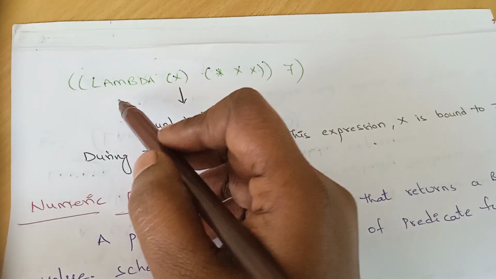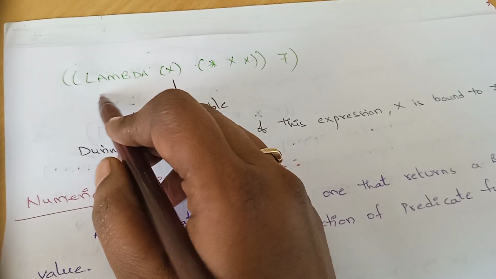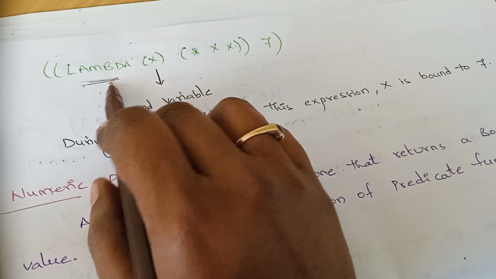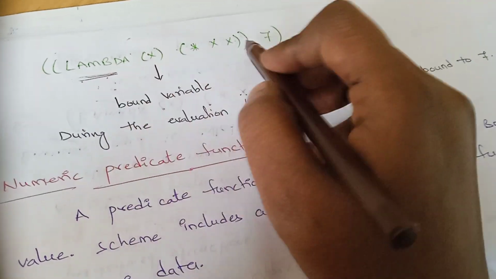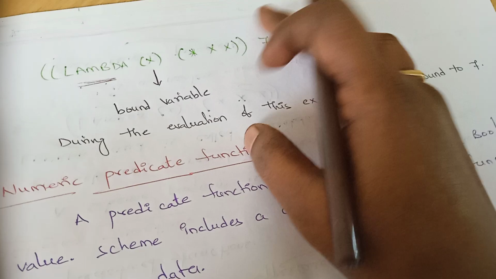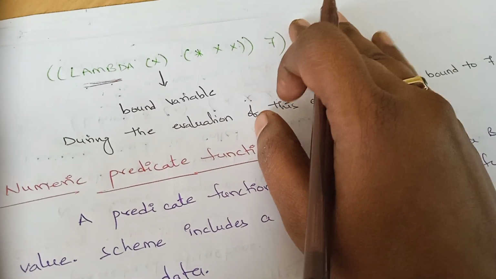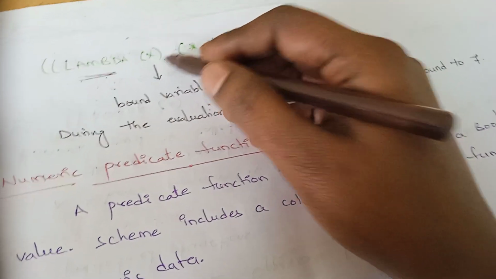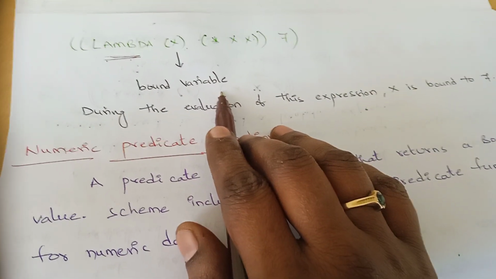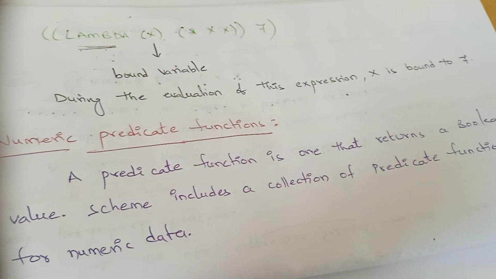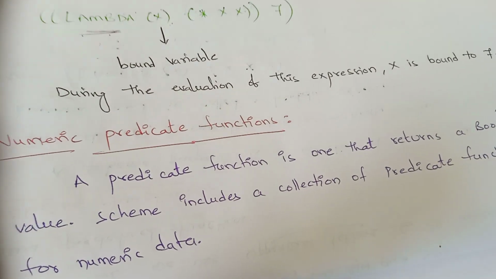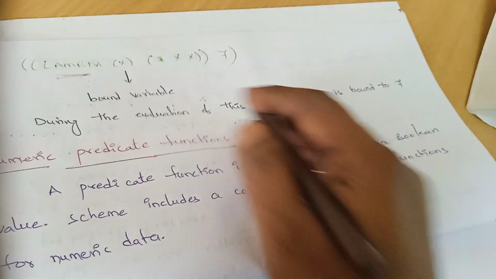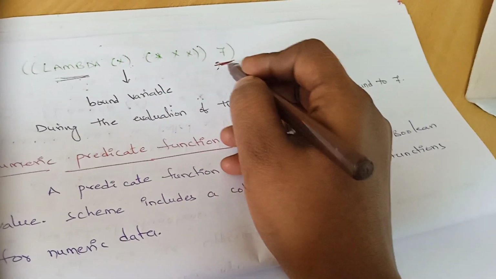Now look at this. Lambda is what? It is a function name. As I wrote here, lambda is a nameless function. The user doesn't know what operation he is going to perform. In such a case we use lambda. Now what is this x? X is a bound variable. During the evaluation of this expression, x is bound to 7. So this is what static scoping is.